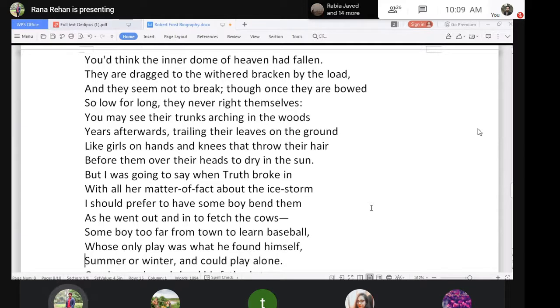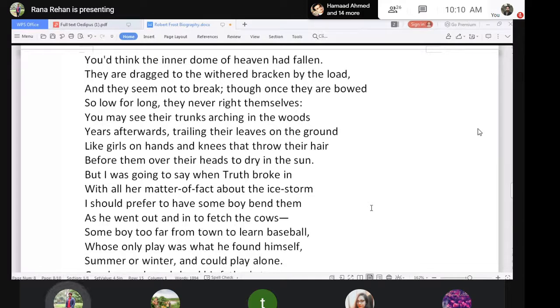Now he's remembering his early life, his childhood, because he was the one who was living in the countryside on the farm, and he's saying that he went out to fetch the cows, to tend the cows, and to get them back in the farm. And when he was tending the flock, tending the cows and the animals at that time, when he was a child, then some boy too far from town to learn baseball. So that was the boy who was actually bending the trees. He was the boy who was actually fetching the cows.